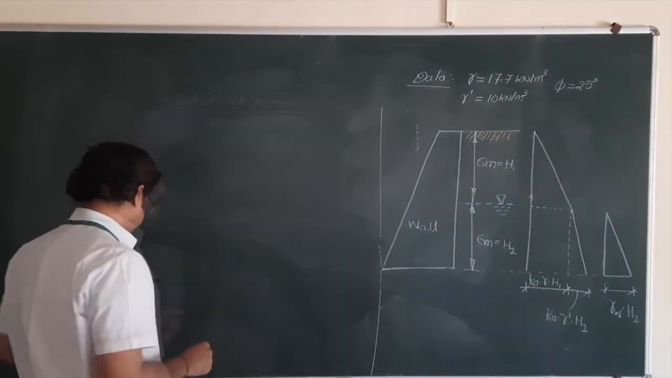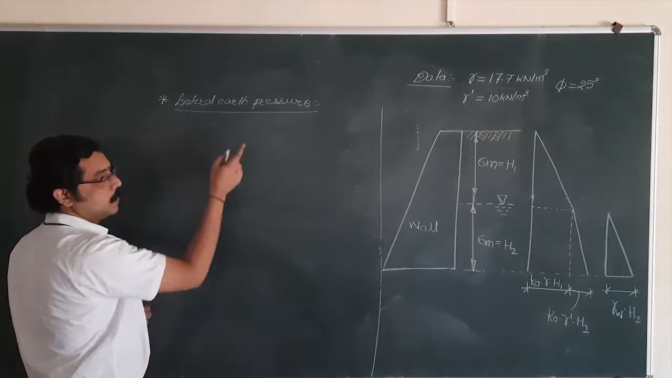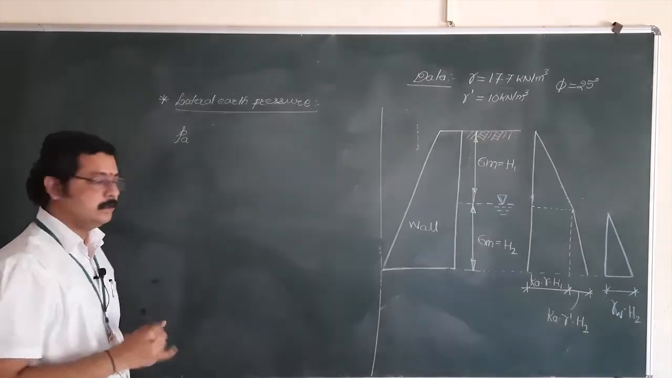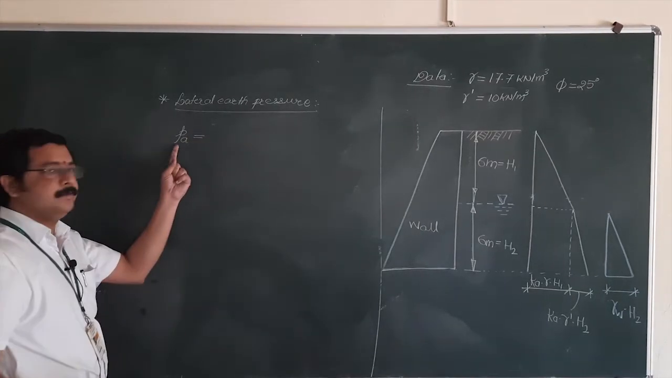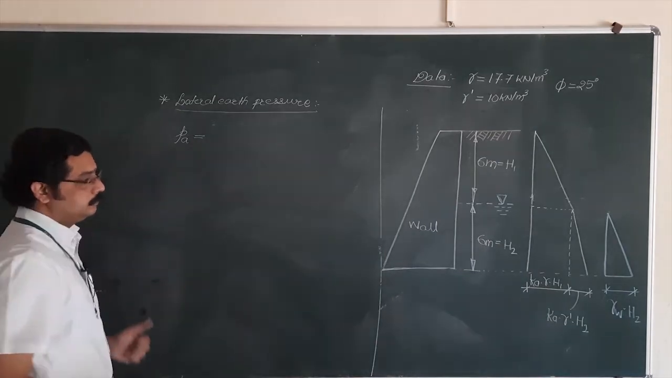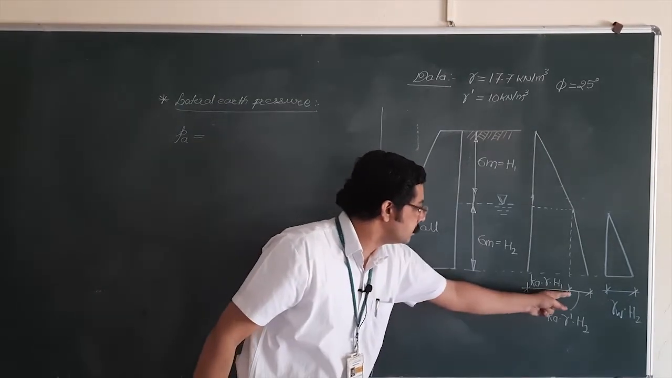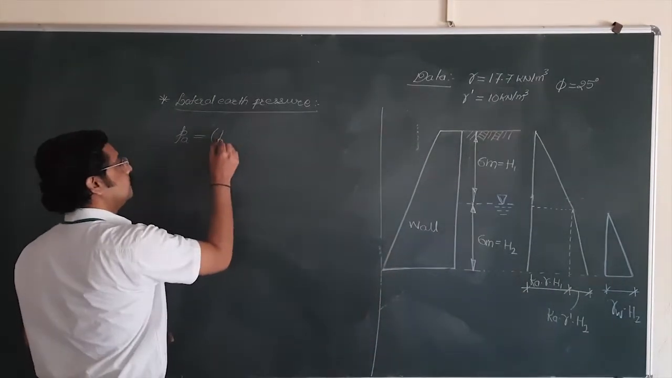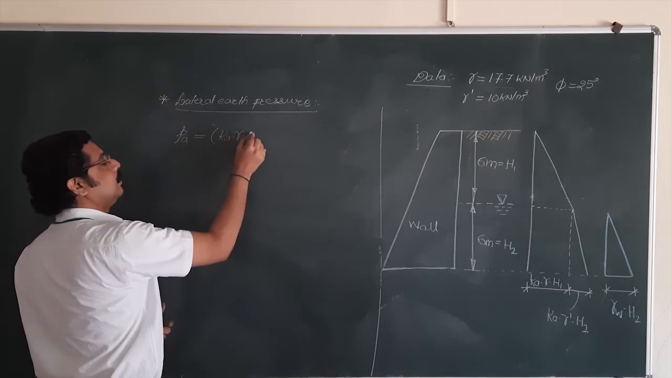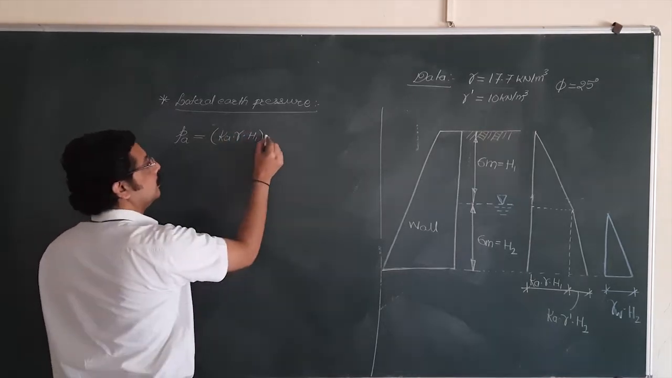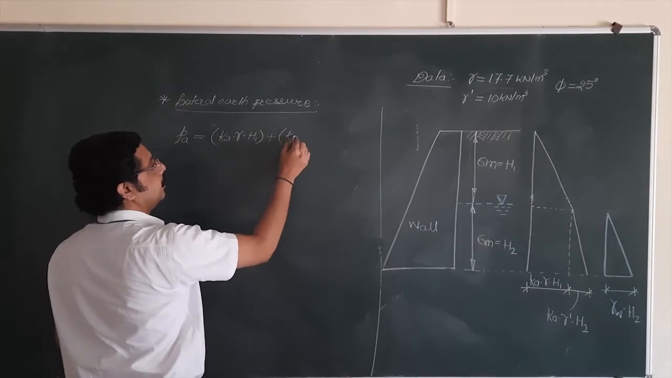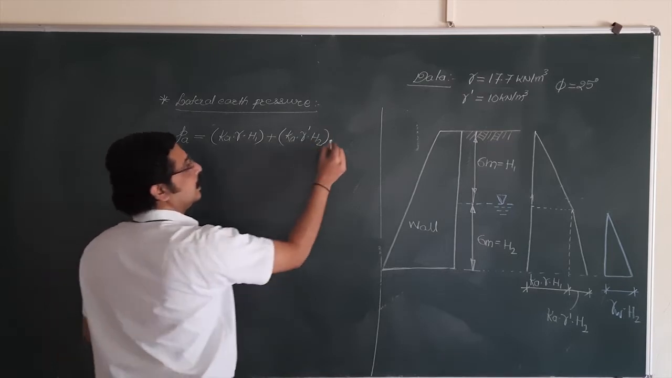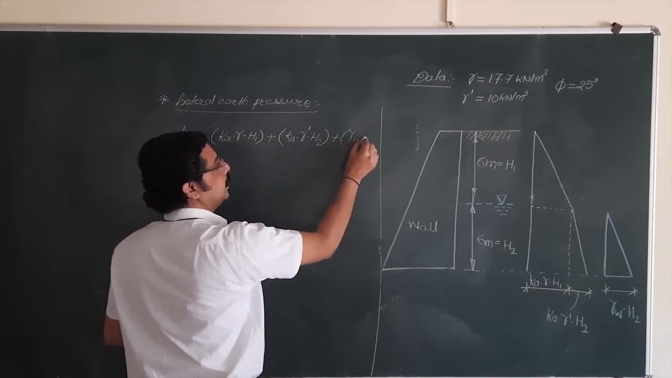Let us calculate that. So lateral earth pressure on this wall in this condition would be termed as Pa. Again, this is small pa, okay, is equal to Ka multiplied by gamma multiplied by H1 plus Ka multiplied by gamma submerged multiplied by H2 plus gamma W multiplied by H2.